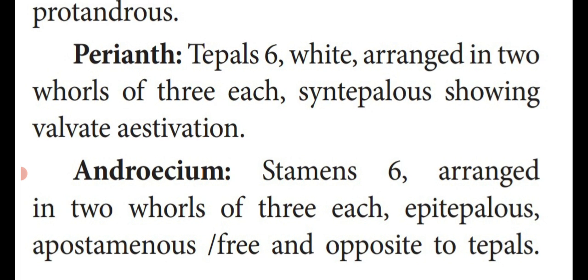Next one, androecium. Stamens are 6, arranged in 2 whorls, 3 each, opposite to each tepal. Dear students, do you remember that I drew the floral diagram in the regular class? We have drawn the stamen which is opposite to each tepal. That is said to be epitepalous or apostamenous, free and also opposite to tepals.